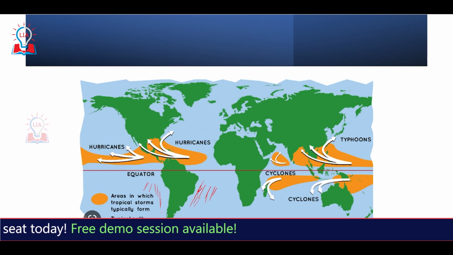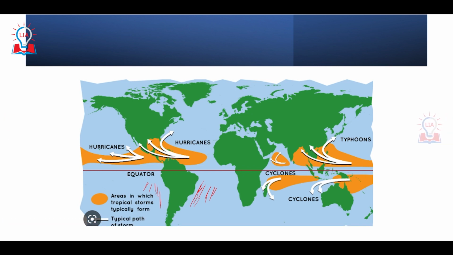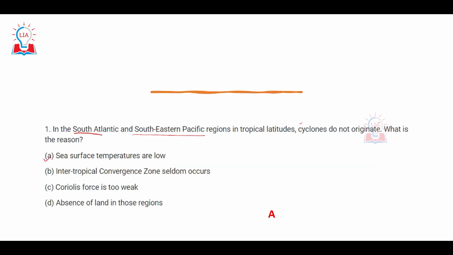And why do these areas have low sea surface temperature? It has to do with the presence of cold currents in these areas, and the presence of these cold currents reduces the temperature of these regions, causing lower sea surface temperature, because you require at least 26 or 27 degrees Celsius and higher sea surface temperature for cyclones to develop and originate.